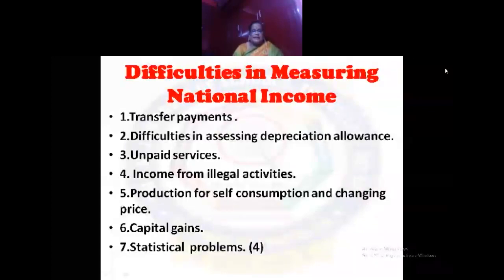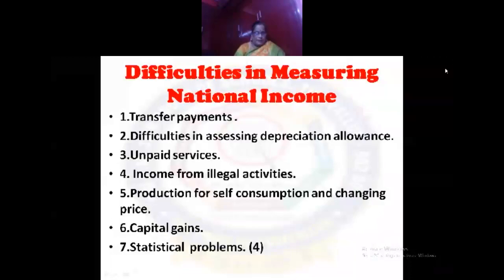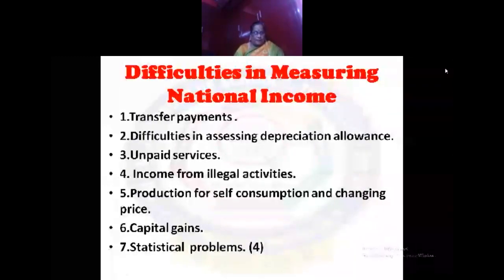Last one, statistical problems. There are four problems which have to be seen in detail. There are statistical problems too. What are those problems? Great care is required to avoid double counting. Statistical data may not be perfectly reliable when they are compiled from numerous sources. Skill and efficiency of the statistical staff and cooperation of the people at large are also equally important in estimating the national income.